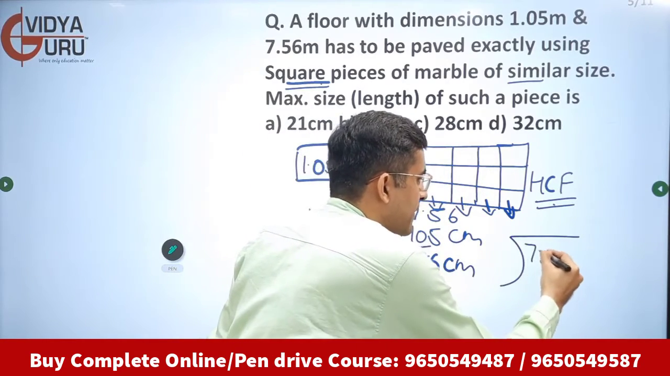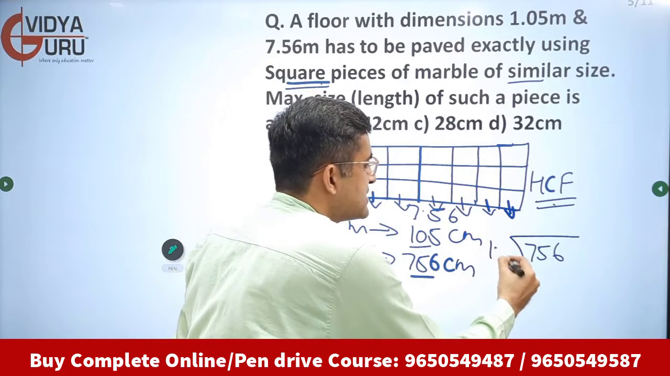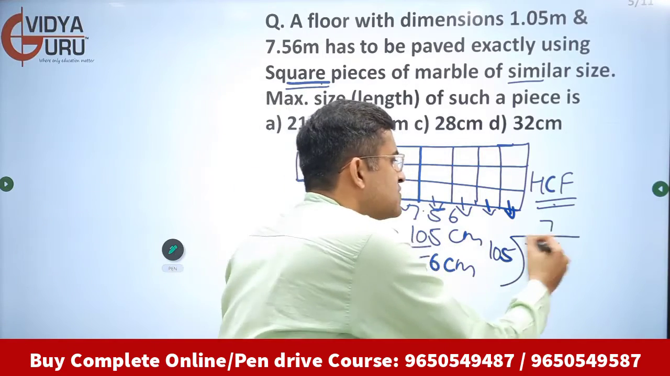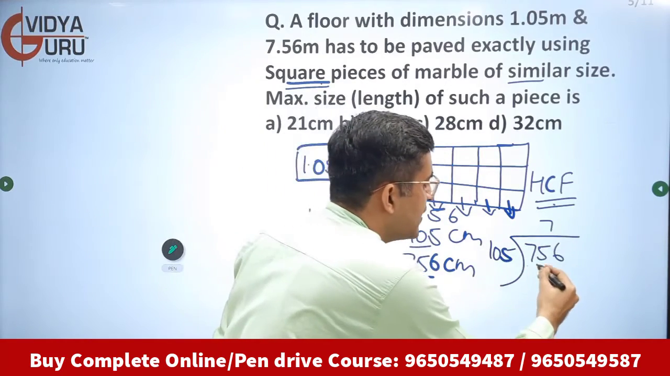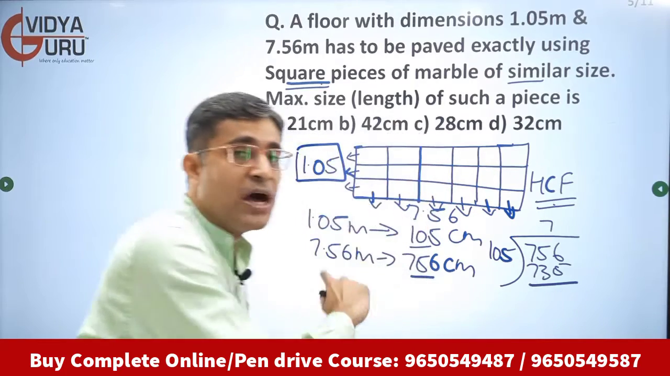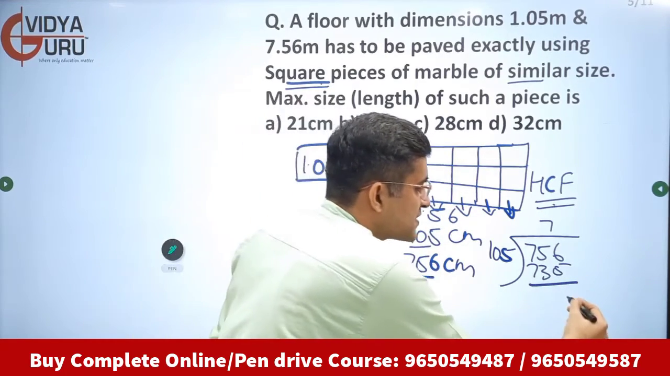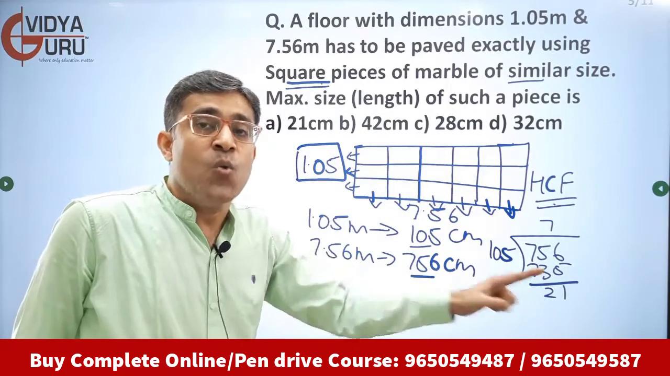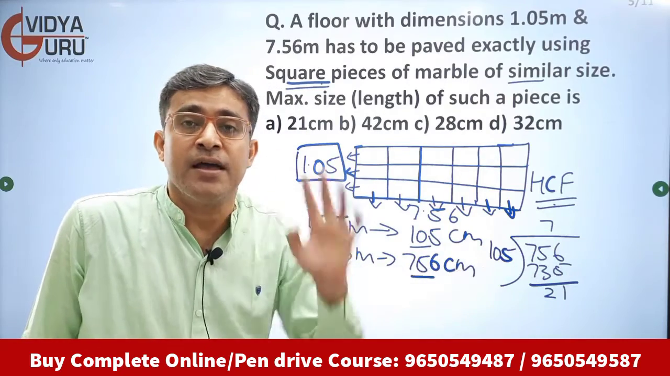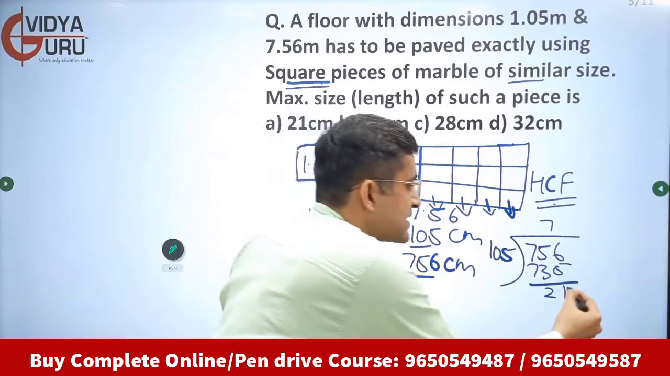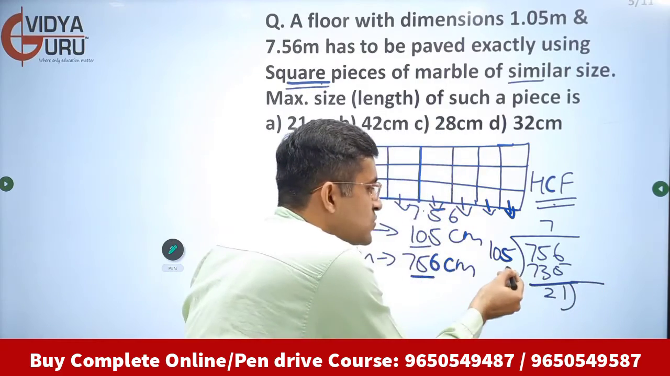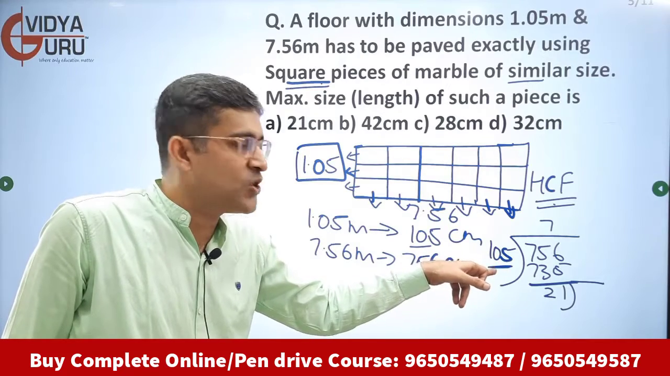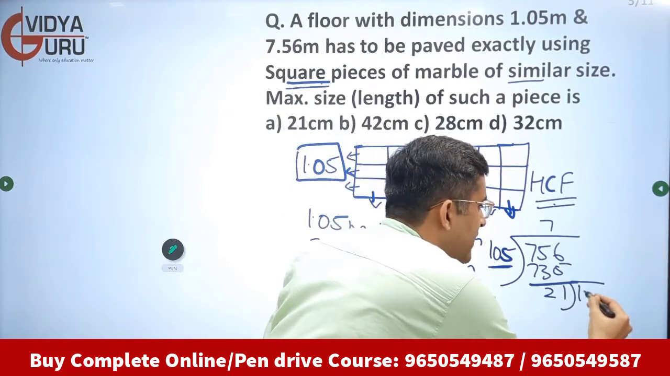You should know both of them. So 105 and 756. So 105 7 times. 7 times will be the best. So 5 7s are 35, 735. Now what is the remainder, students? 6 minus 5 is 1. The remainder is 21. Now this remainder 21 will become the divisor in the next step. And this 105, this divisor, will become the dividend now.